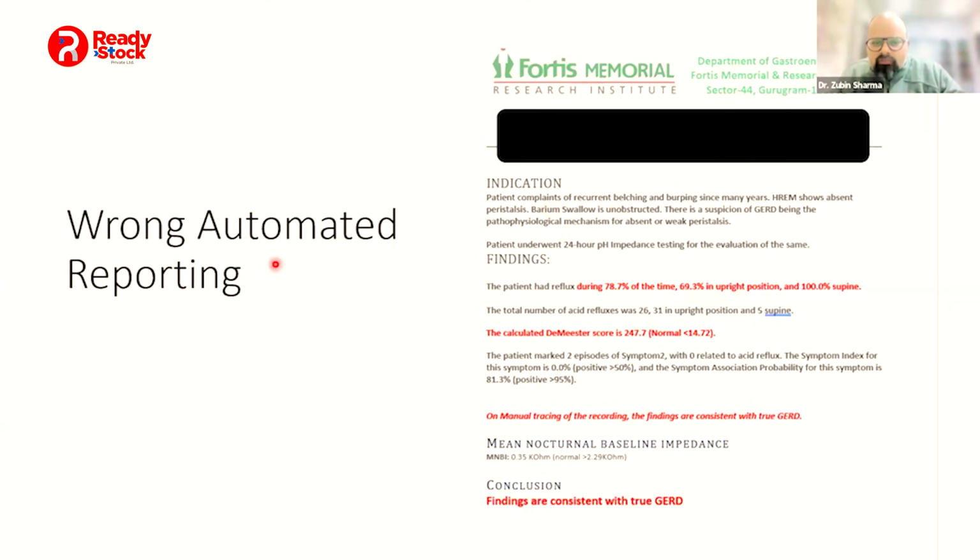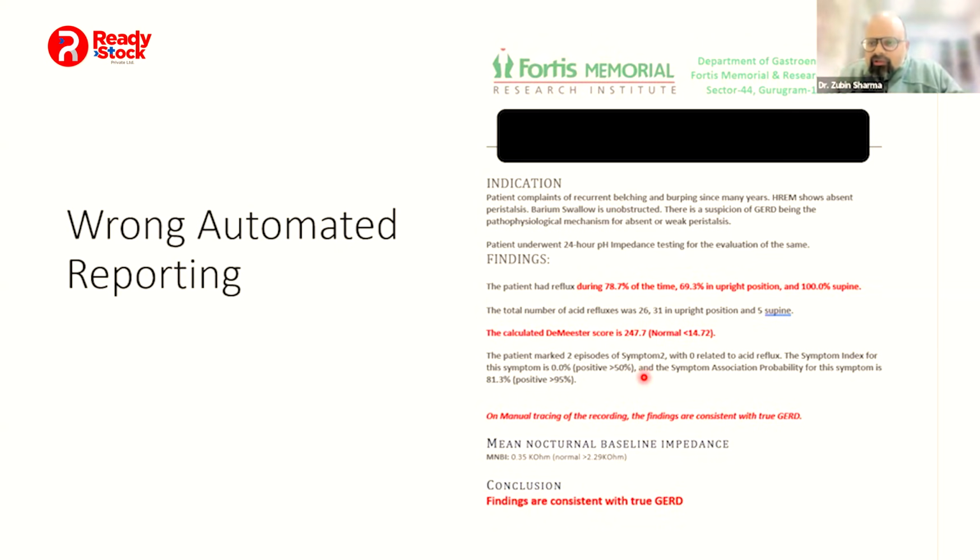Look at the wrong automated reporting. Look at the DeMeester score here, 247. This is from my own center, when one of my technicians says, sir, we have done this report. And I said, no, you haven't done it right. What was the wrong thing here? Can anyone guess? So let me tell you what the wrong thing was. When you are analyzing, as I said, there are two pH sensors, pH1 and pH2. The pH2 is in the stomach and the pH1 is in the esophagus.